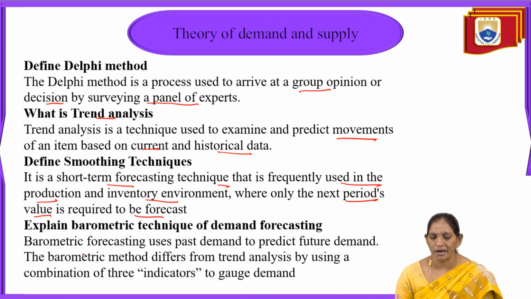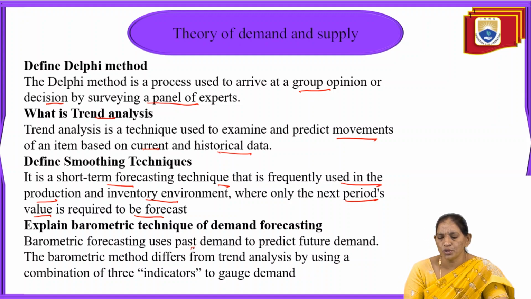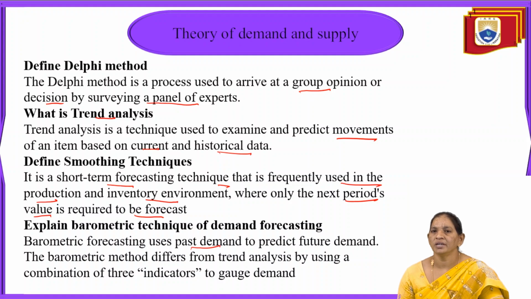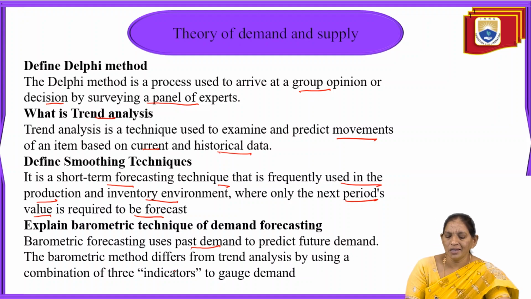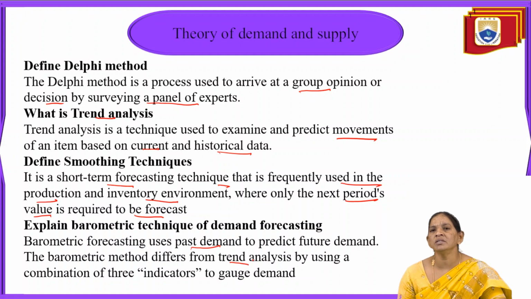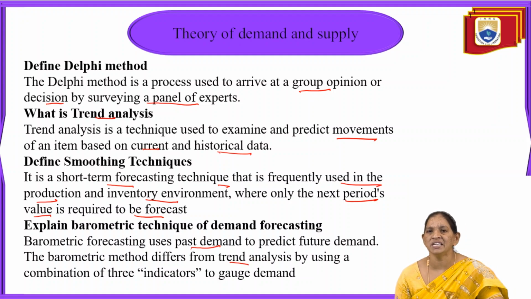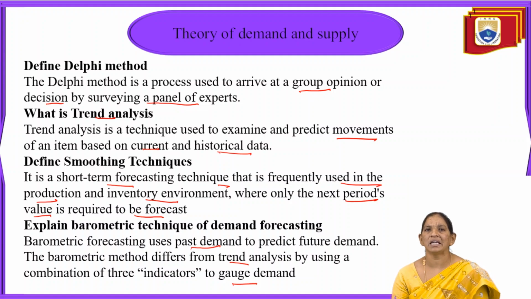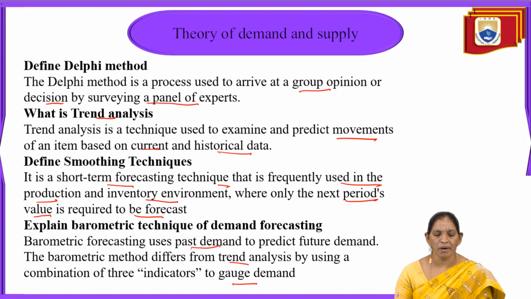Explain the barometric technique of demand forecasting. Barometric forecasting uses past demand to predict future demand. Means based upon past data, I want to predict the future demand of a certain product. We'll call it barometric forecasting. It is different from trend analysis in that it uses a combination of factors called indicators to gauge the demand. Means not just examining past trends and future trends. It is also calculating the future with the help of the past, but taking some indicators, means leading and lagging indicators. Due to some factor, how the demand will increase or decrease will be identified in the barometric technique.